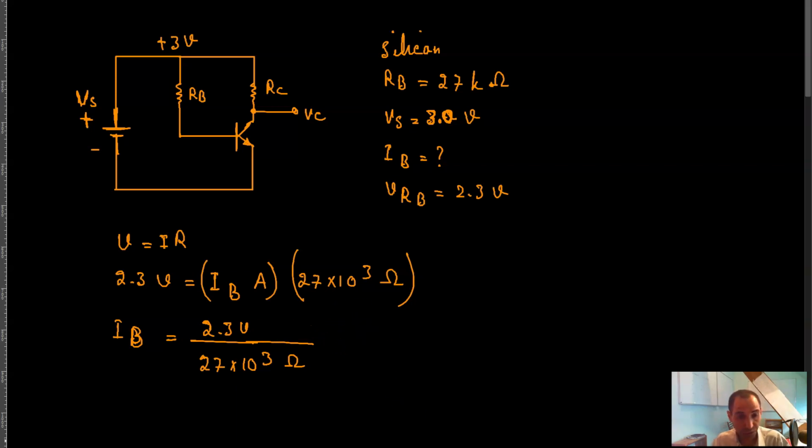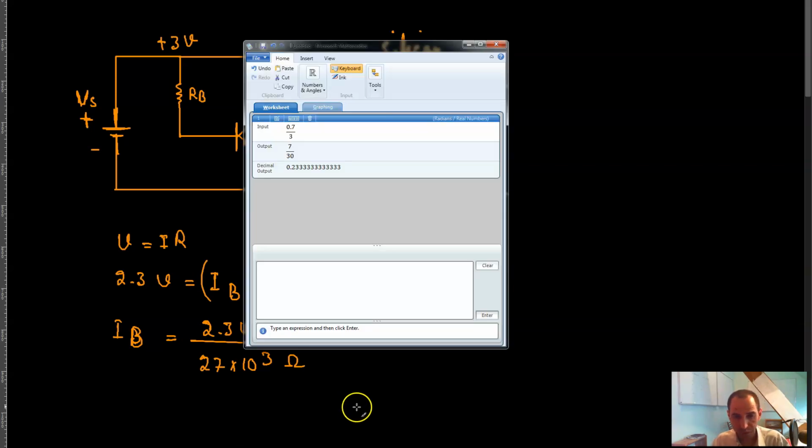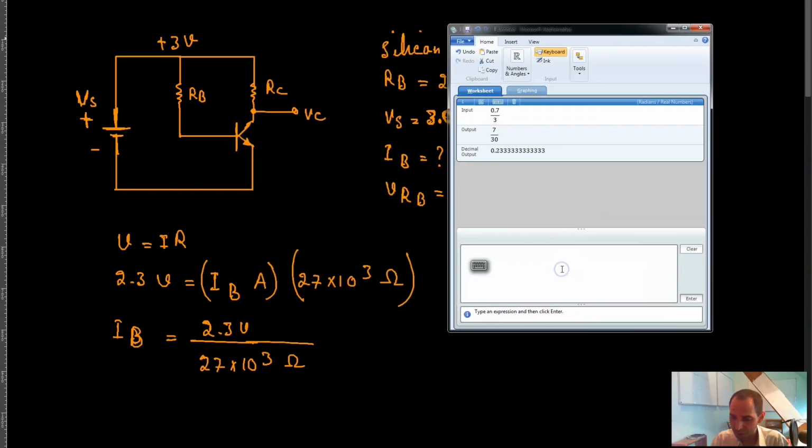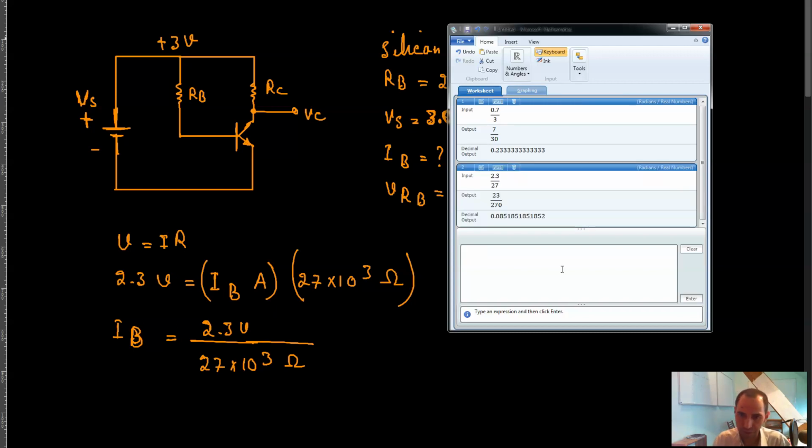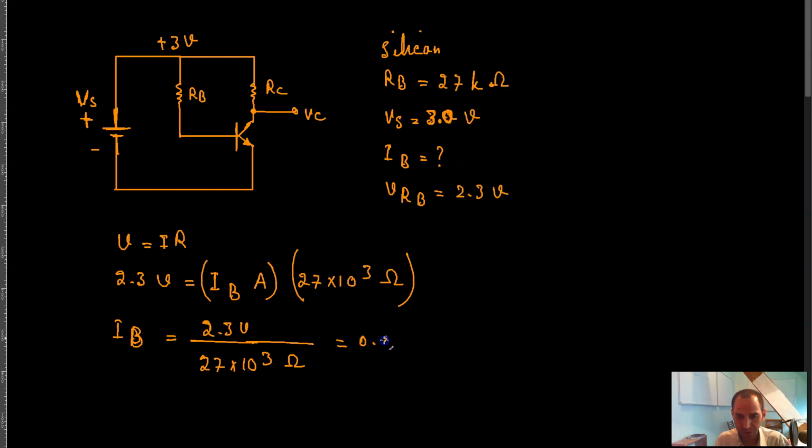2.3 divided by 27 is the same thing as 0.085. So I can write this as 0.085 into 10 raised to the power negative 3 amps, which is this current over here. So now this is 85 thousandths of a milliamp.